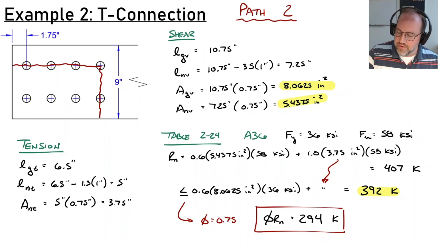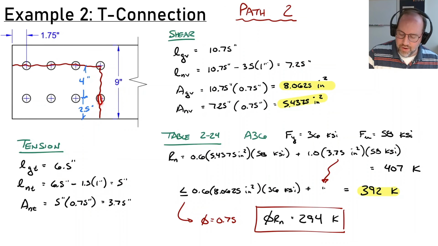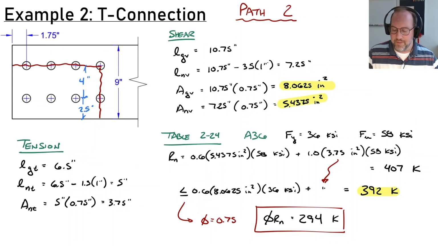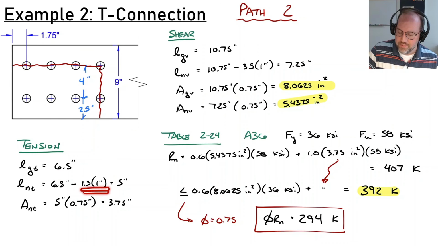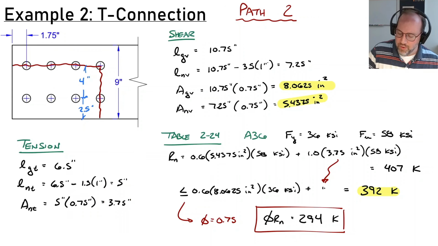For tension, we just need to know the distances here. So this was 4 inches, and this is 2.5 inches. So the total length is 6.5 inches we got right here. We're now going to subtract out 1.5 holes to get our net area. So that's what we're doing right here. And multiplying by the thickness to get a net tension area of 3.75 right there.